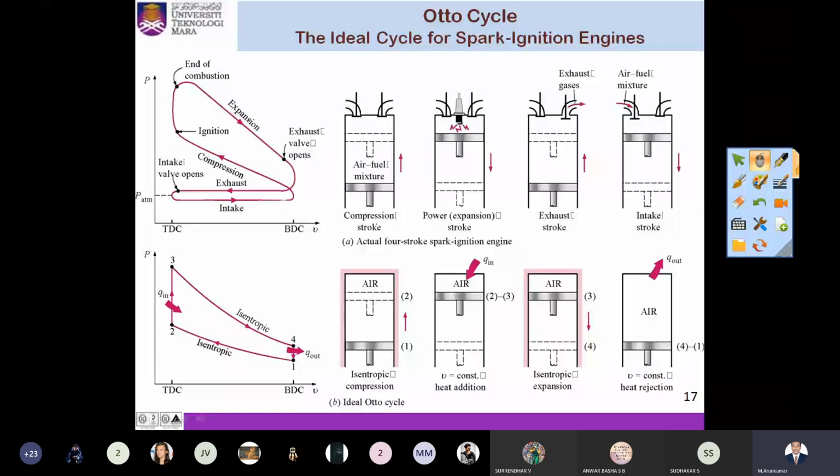Then this is the Otto cycle, the ideal cycle for spark ignition engines. You know what spark ignition is. This is a piston cylinder arrangement. The first stroke is the compression stroke, the second is the power stroke, that is the expansion stroke, the third is the exhaust stroke, and the fourth is the intake stroke. In the compression stroke, the air-fuel mixture in the cylinder gets compressed, but the valves are closed. Then in the expansion or power stroke, the compressed mixture is ignited by the spark plug, the gas expands, and the piston comes down. This is called the expansion stroke.